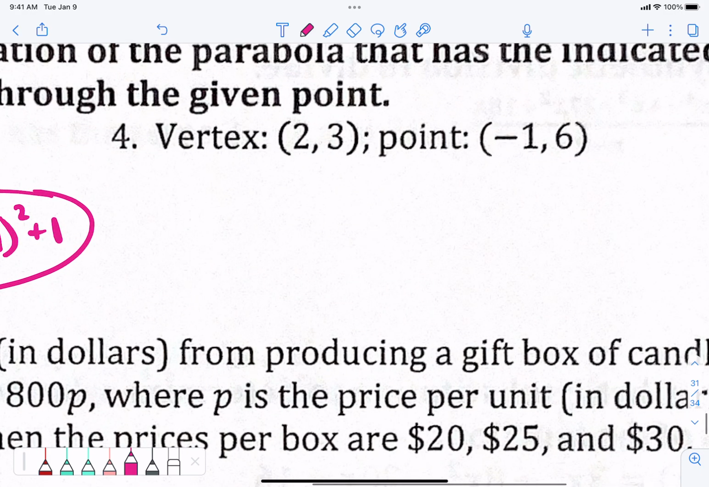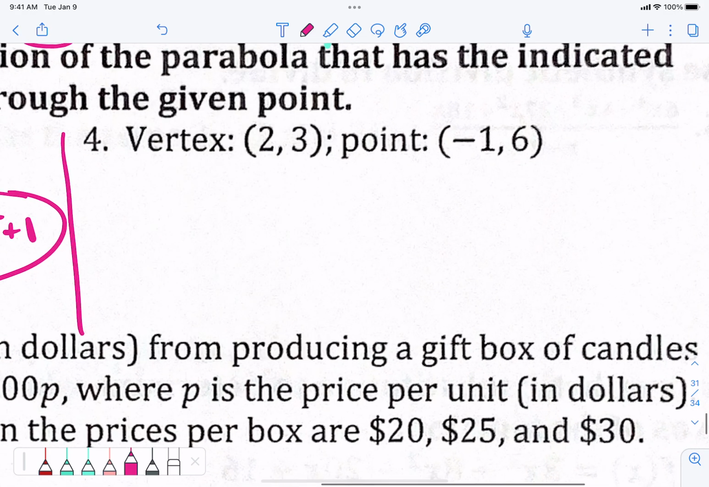Do you want to try this next one? Sure. I'll do it silently and then you check with me. Here we go. Start with the vertex.